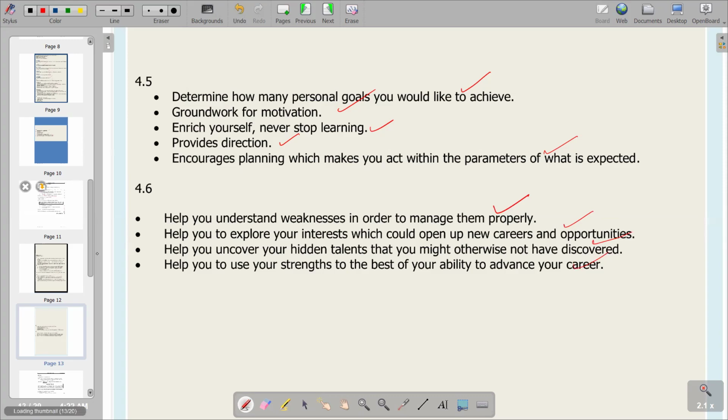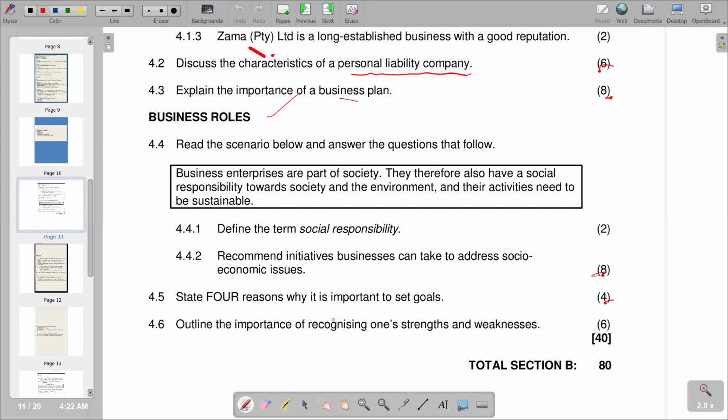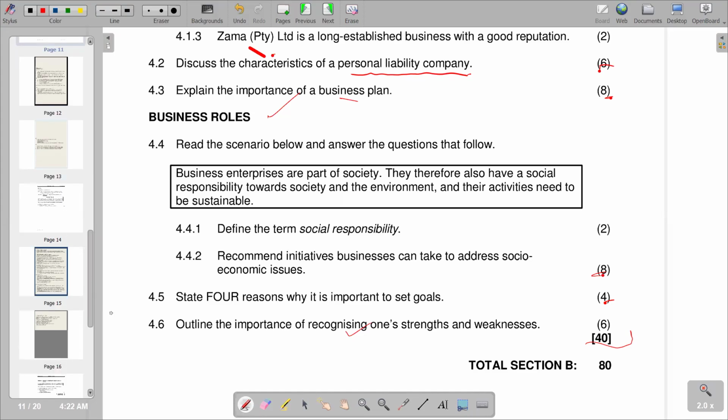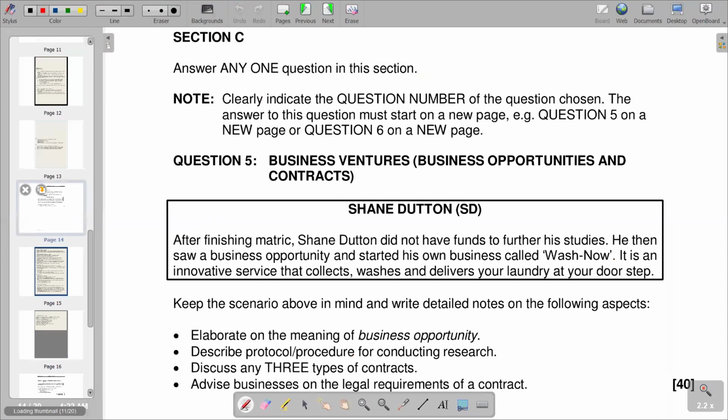And we see that this is the last question that we have on question 4. And obviously, we see again a total of 40 marks on that question. We go to the next part, which is now our section C. This now is our section C. And it's saying answer any one question in this section, but we are going to answer all the questions for the sake of this video.